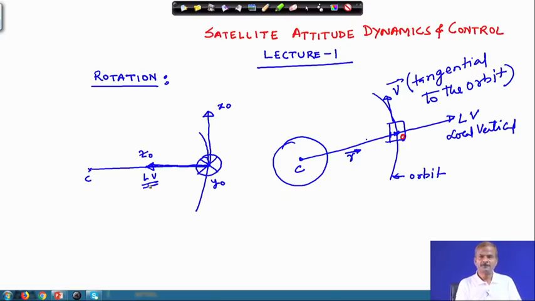Okay. Now, just as in the case of the aircraft, those who are aware of the aircraft notation, the roll motion is always taken along the velocity vector. So, here in the case of the circular orbit, your x0 and the velocity vector v of the satellite will coincide, because in the circular orbit the velocity vector is tangential to the orbit.